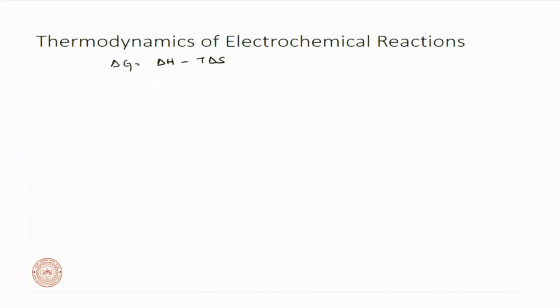Okay. From here, this we also know is equal to minus RT ln K, where K can be Kp in the case of gas, that is a pressure based equilibrium constant, or Kc, which is the concentration based equilibrium constant. So, K is the equilibrium constant.